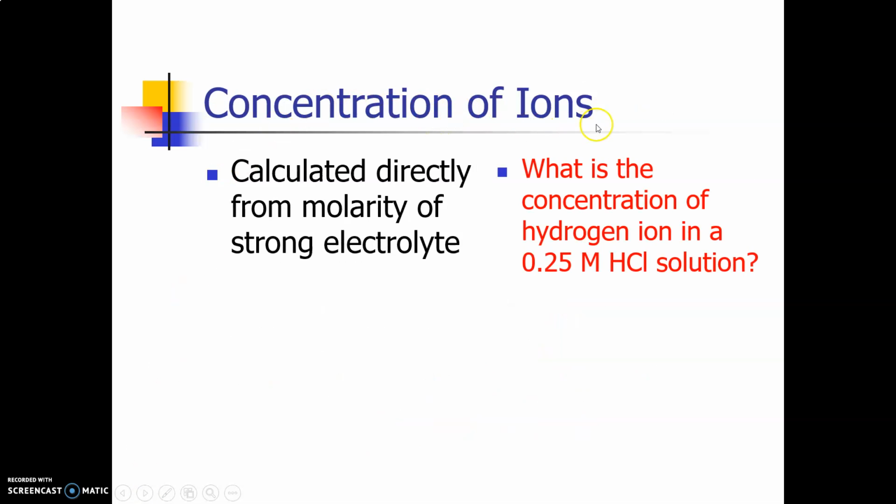Now to the concentration of ions. To calculate the concentration of ions, we calculate directly from molarity. Molarity means the concentration of the strong electrolyte, the strong acid or base. What is the concentration of hydrogen ion in 0.25 molar HCl? So this is one question, and this is the answer.